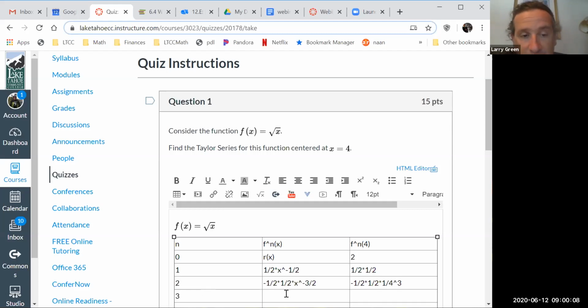If n equals 3, so we get negative 1 over 2 times 1 over 2 times negative, so the negative goes away, 1 over 3, and then times x to the negative 5/2. And then what we get is negative 1/2 times 1/2 times a fourth, times a third.